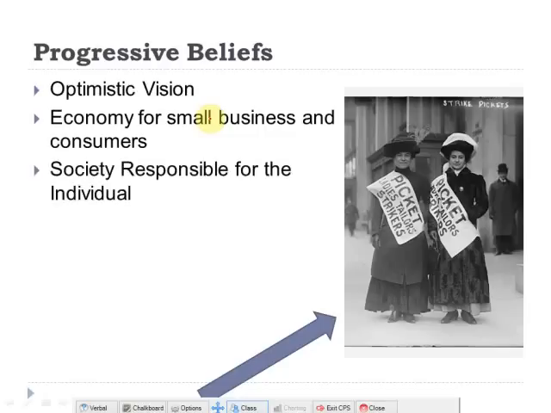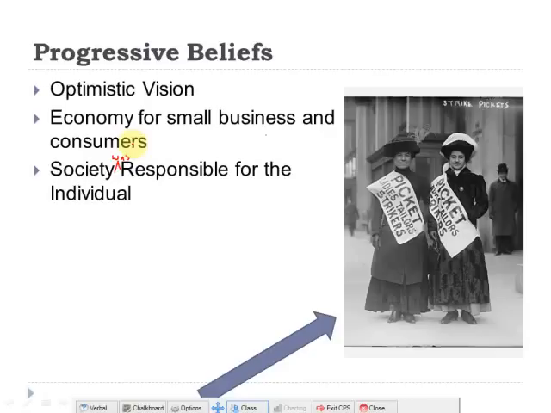Exactly. Also, they believe that society was responsible for the individual. Folks, in the Gilded Age, who survived? The wealthy, the rich. Because they believed in what? What was that philosophy they believed in during the Gilded Age? That only the wealthy survived. What is that idea? It's Darwinism. They believed in social Darwinism.